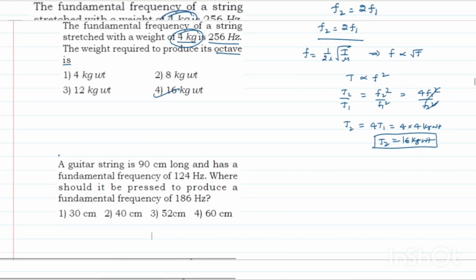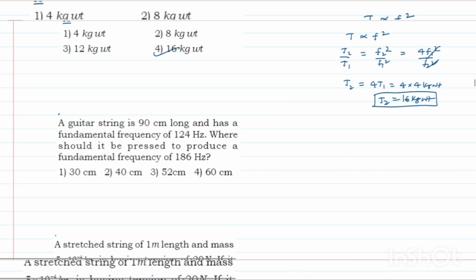Let us see the next question, students. A guitar string is 90 cm long and has a fundamental frequency of 124 Hz. Where should it be pressed to produce the fundamental frequency of 186 Hz, they're asking. So here, students, a guitar string is given, and where should it be pressed to produce the fundamental frequency of 186 Hz.